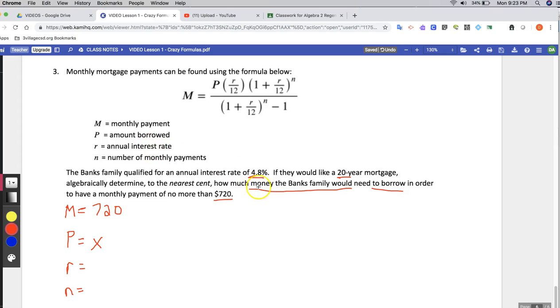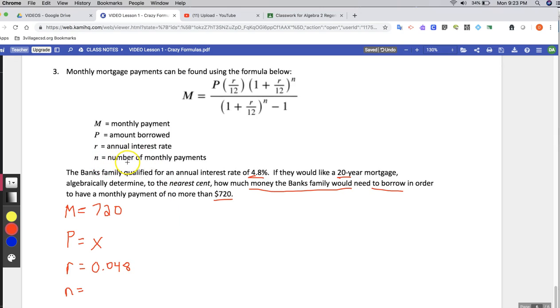R is the annual interest rate. We were told that was 4.8%. As always, when we put that percent into our problem, we need to convert that into a decimal. And as a decimal, 4.8% would be 0.048.